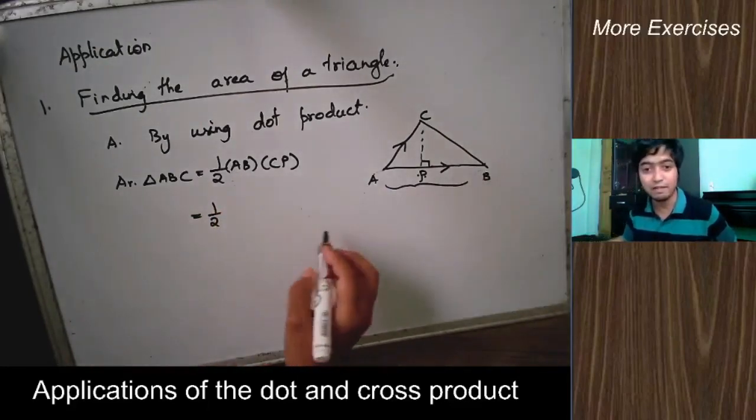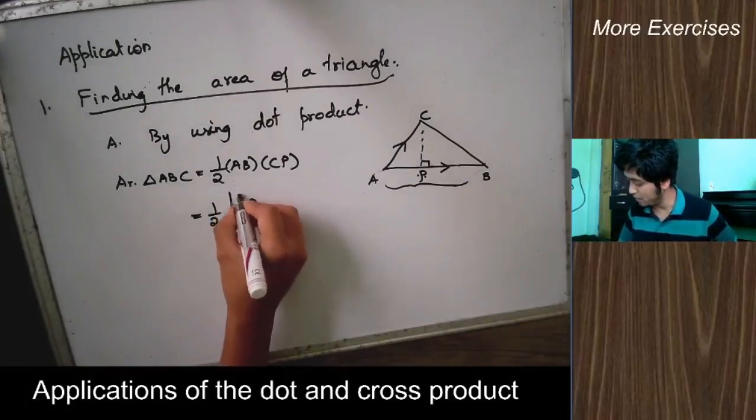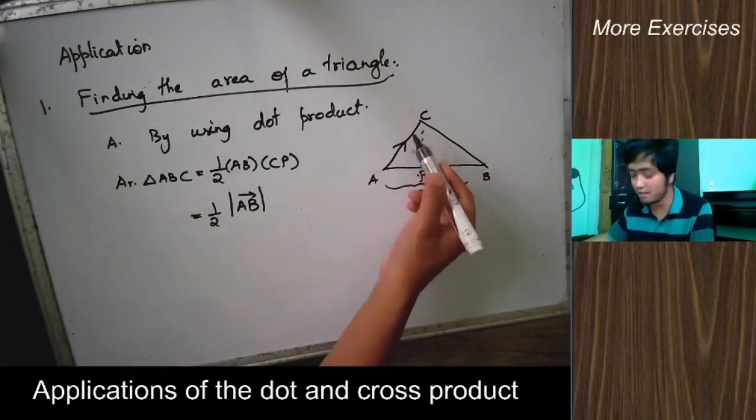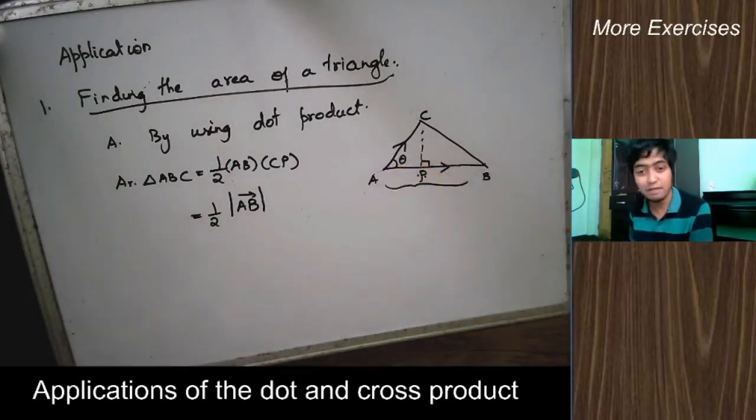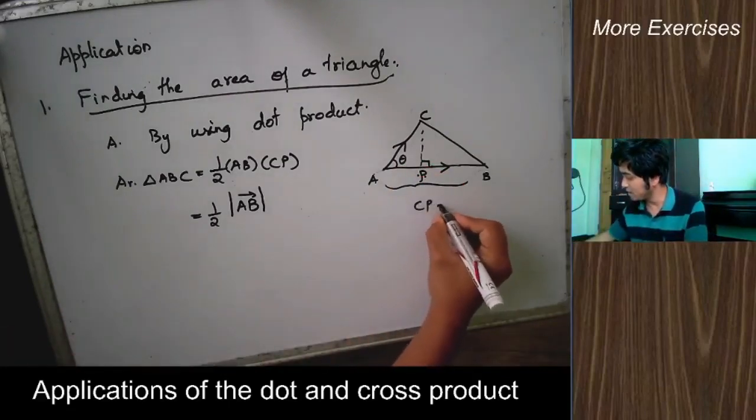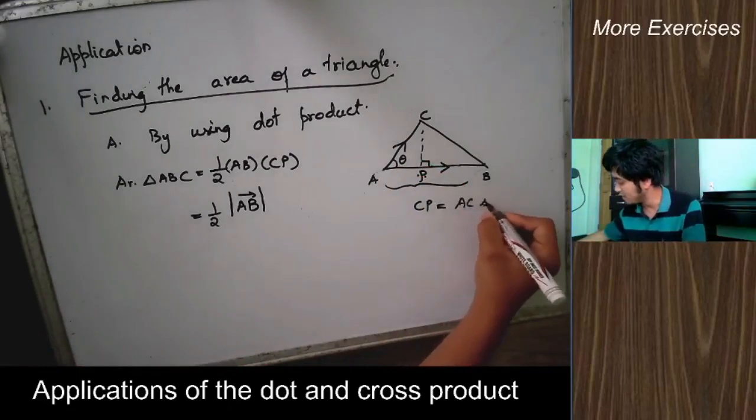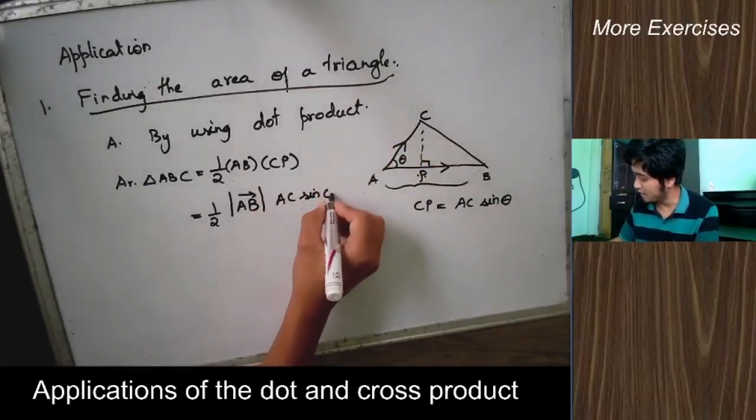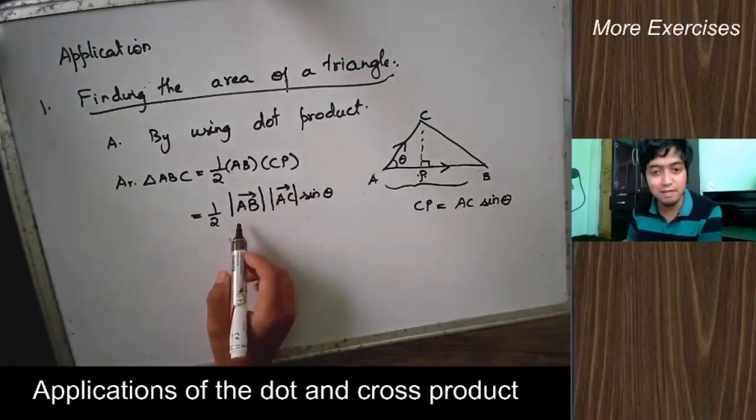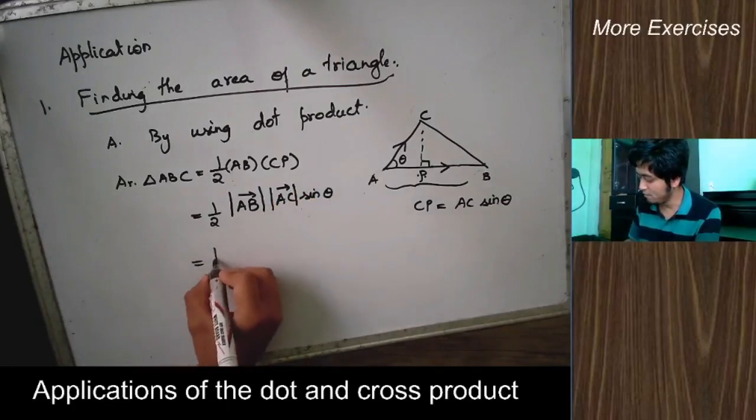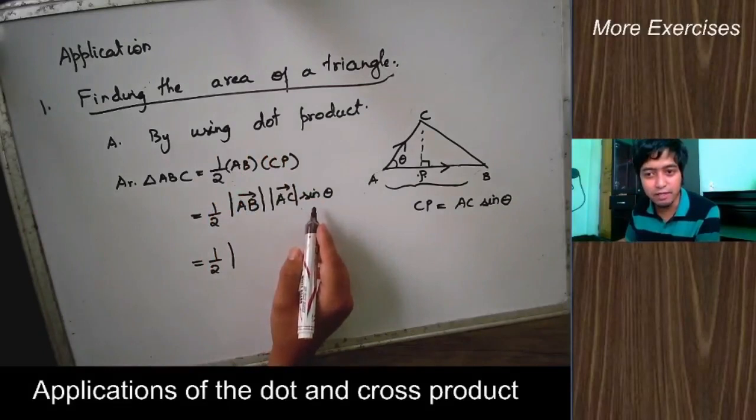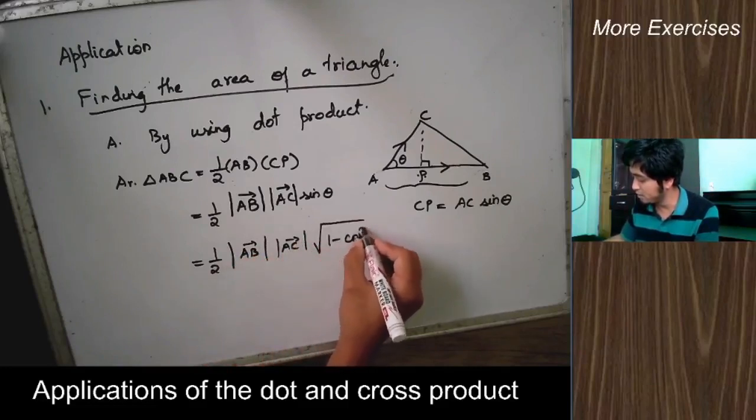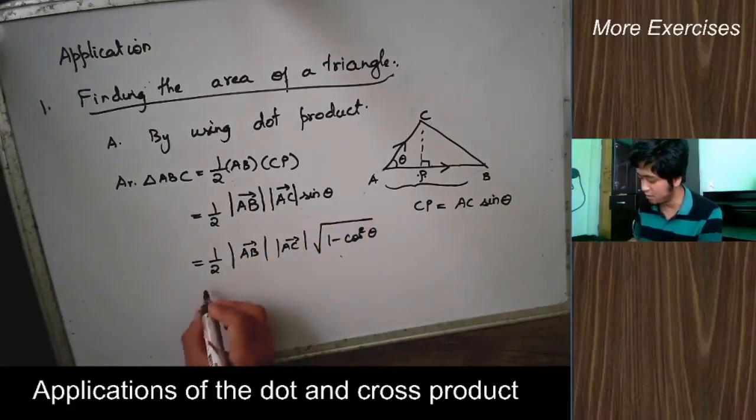We can write it as the magnitude of the vector AB. Nothing yet. But CP, I will express it in terms of this vector AC. If this angle is theta, then CP can be written as AC sine theta. That is clear. Again, I will be using vectors, so that's why I'm writing it as AB, AC sine theta. But we are using the dot product, so we will convert sine into cos: root over 1 minus cos square theta. This is how we convert sine into cos.